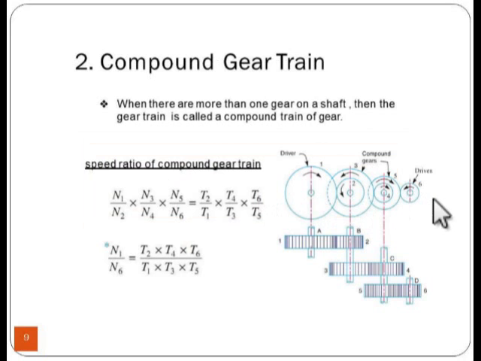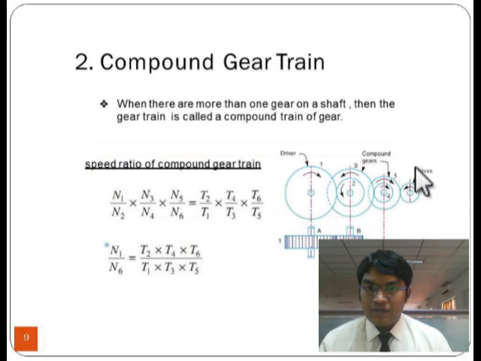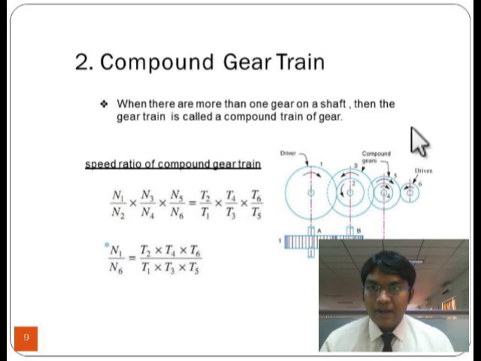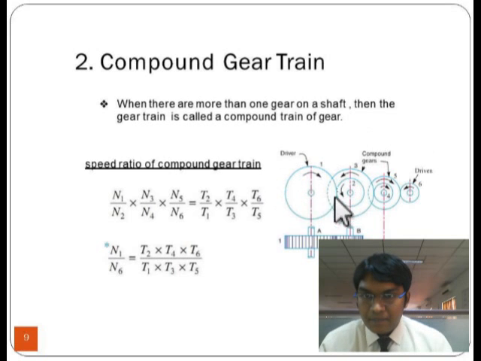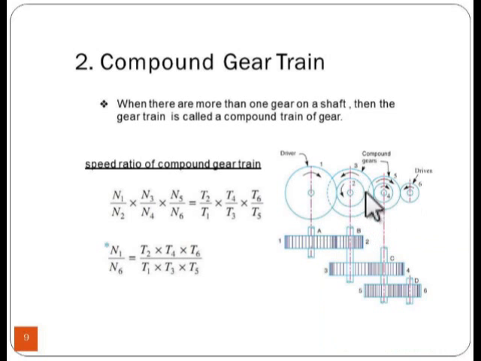Next comes the compound gear train. When I explained the simple gear train, I told you each shaft has only one gear. But in a compound gear train, there will be more than one gear on a single shaft. If there is more than one gear on a single shaft, it's basically called a compound gear. Now look at this diagram. The first gear is a single gear on a single shaft. When you come to the second portion here, it's a single shaft with two gears, one at the front and one at the back.